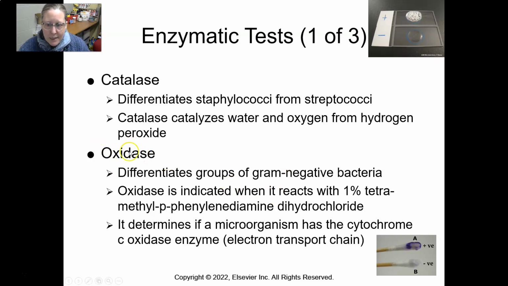The oxidase test differentiates groups of gram-negative bacteria. The oxidase gives a purple color. This is oxidase positive, this is oxidase negative. And it identifies if a microorganism has a cytochrome C oxidase enzyme. This is used in the electron transport chain.